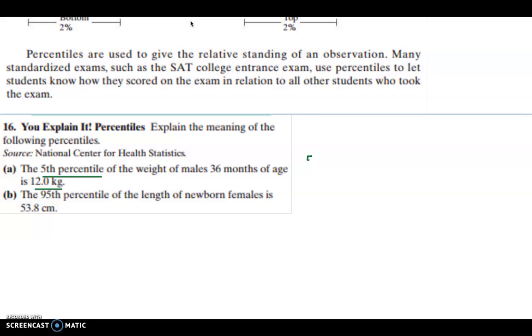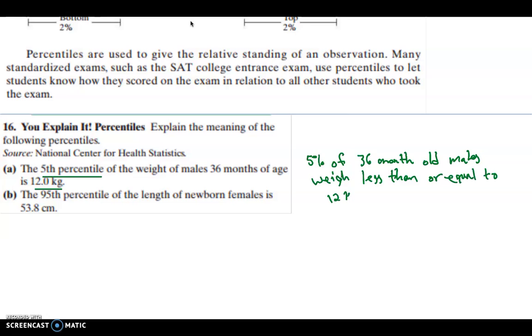If you're at the 5th percentile, that means 5% of 36-month-old males weigh less than or equal to 12 kilograms. And then you could also say that 95% weigh more than 12 kilograms. So that's another way to interpret the percentile.